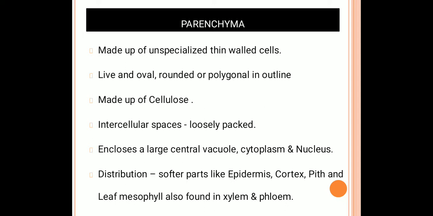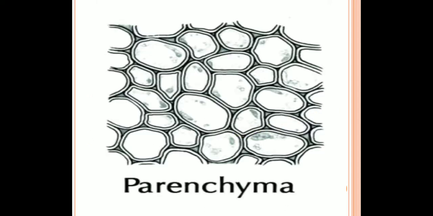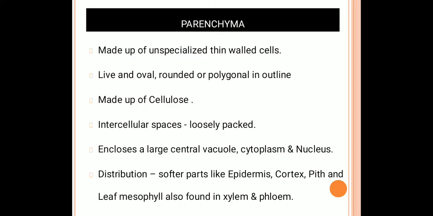It is made up of unspecialized thin-walled cells. These cells of the parenchyma tissue are alive, and they are oval-shaped, rounded or polygonal in outline. I will show the image. This is the image of the parenchyma, polygonal in outline.